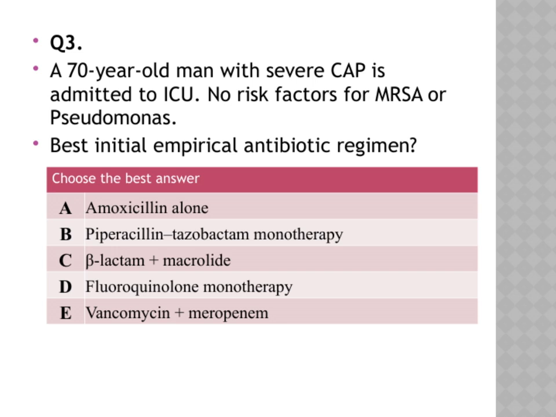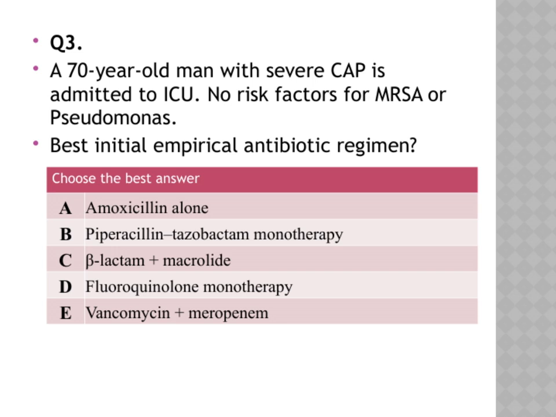We have several choices: amoxicillin alone, piperacillin tazobactam monotherapy, a combination of a beta-lactam plus a macrolide, a fluoroquinolone alone, or a combination of vancomycin plus meropenem. When selecting antibiotics for severe CAP without risk factors for resistant organisms, the goal is to cover the most common pathogens effectively. Typically, this includes Streptococcus pneumoniae, atypical bacteria like Mycoplasma or Chlamydophila, and sometimes Haemophilus.